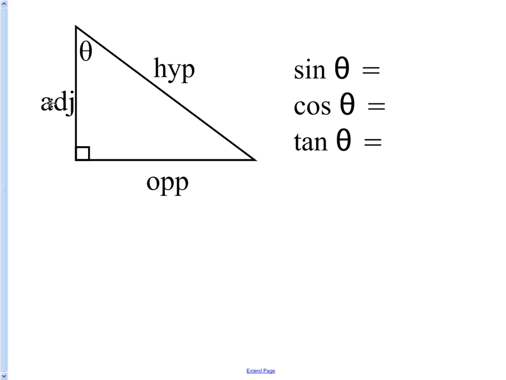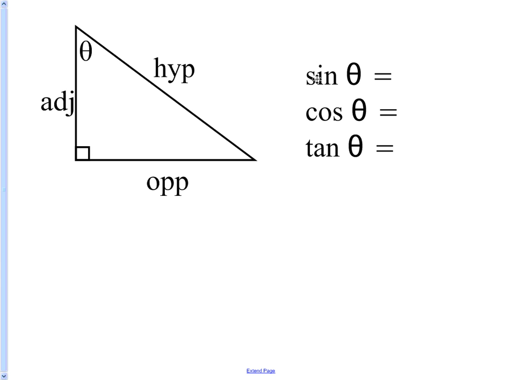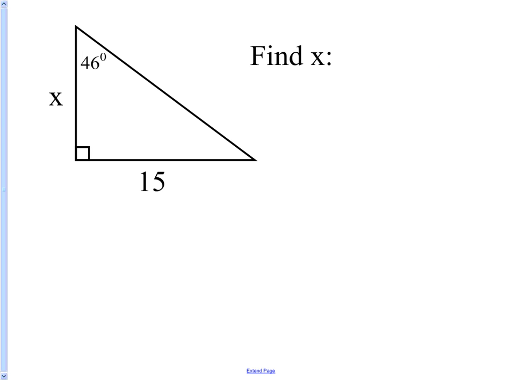So now, this is just asking us to do that SohCahToa thing. What does sine stand for again? Opposite over hypotenuse. And that can be abbreviated just opposite over hypotenuse. Cosine is adjacent over hypotenuse, and then tangent is opposite over adjacent. Okay, good. You already know that stuff, just reminding you.